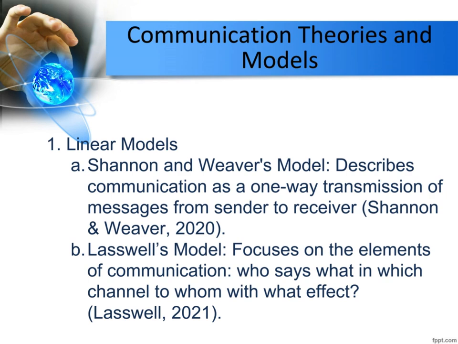The sender sends the message, and the receiver receives it. One well-known linear model is the Shannon and Weaver model. This model explains communication as the transmission of a message from a sender to a receiver through a channel. The focus is on how the message is sent and whether it reaches the receiver. For example, a recorded announcement or a broadcast message follows this one-way communication pattern.